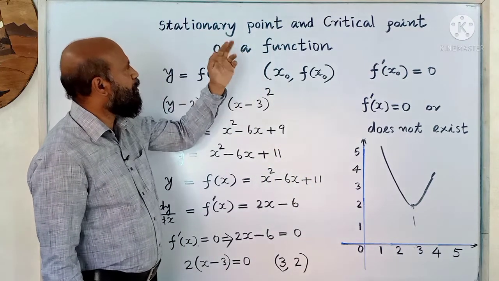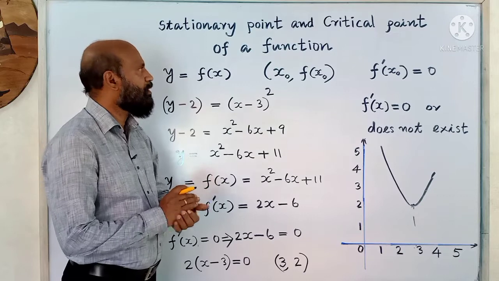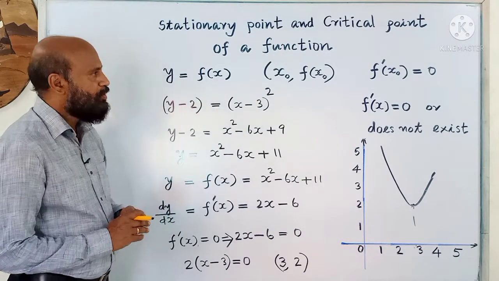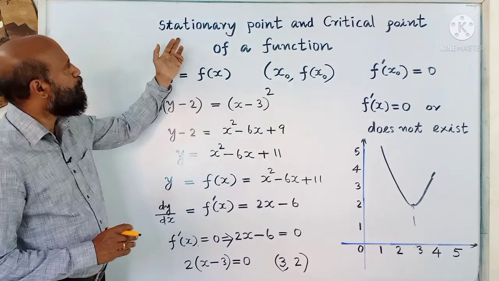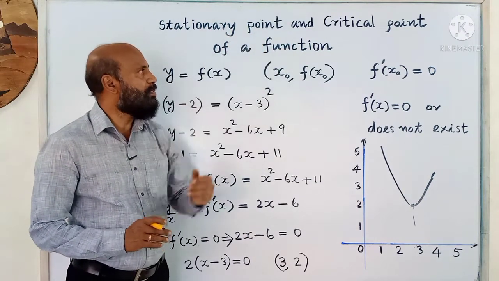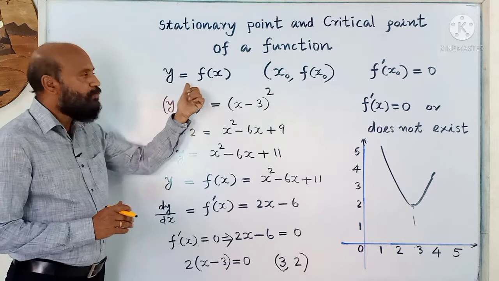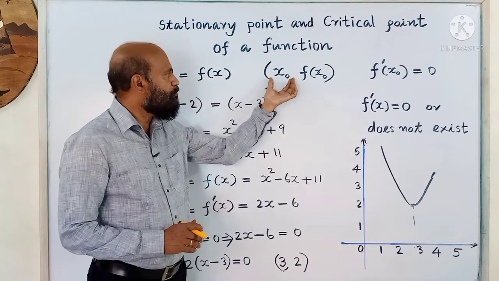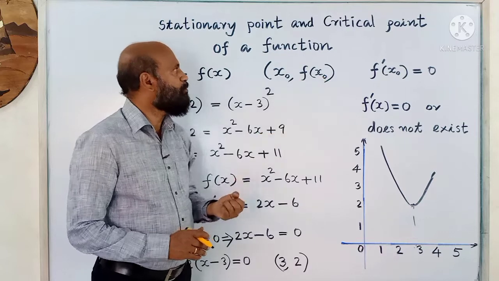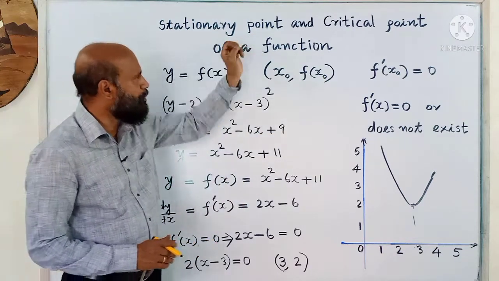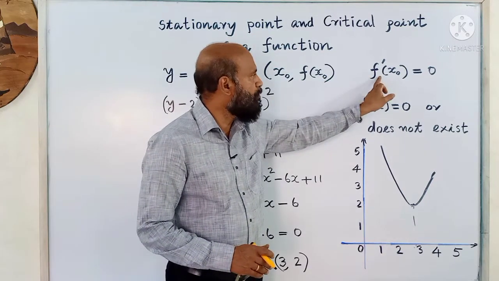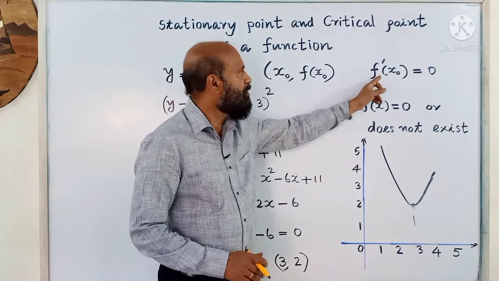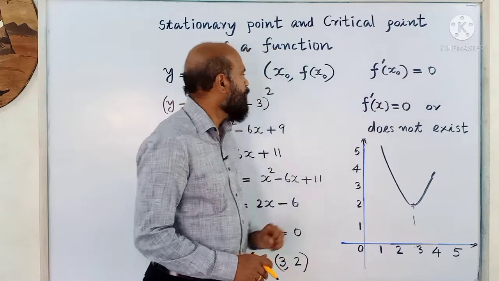What is a stationary point and a critical point of a function, and what is the difference between these two points? Y is a function of x. The point x0 comma f of x0 is said to be a stationary point if the first derivative is 0 at that point, f dash x0 is 0.